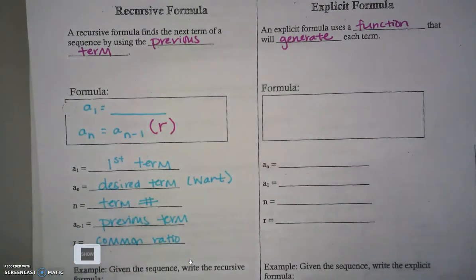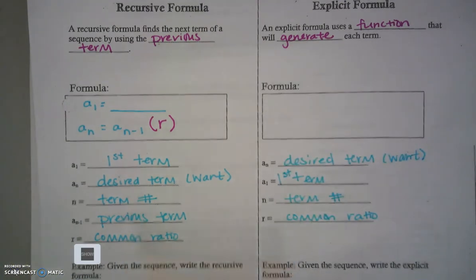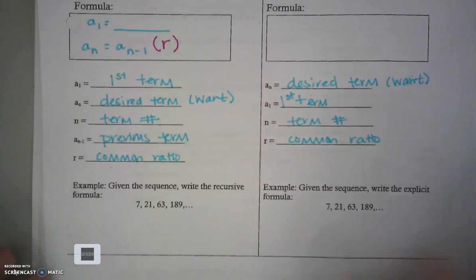Now, when we talk about the explicit formula here in a second, all these pieces that make up my formula are the same as in the recursive. So take a moment and copy those over. Okay, now that we've copied those over, so we can save ourselves some time in a minute, let's look at an example of the recursive formula.